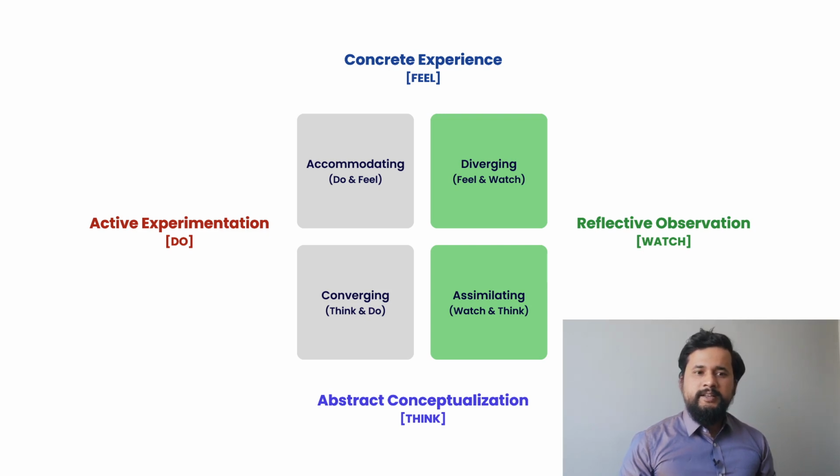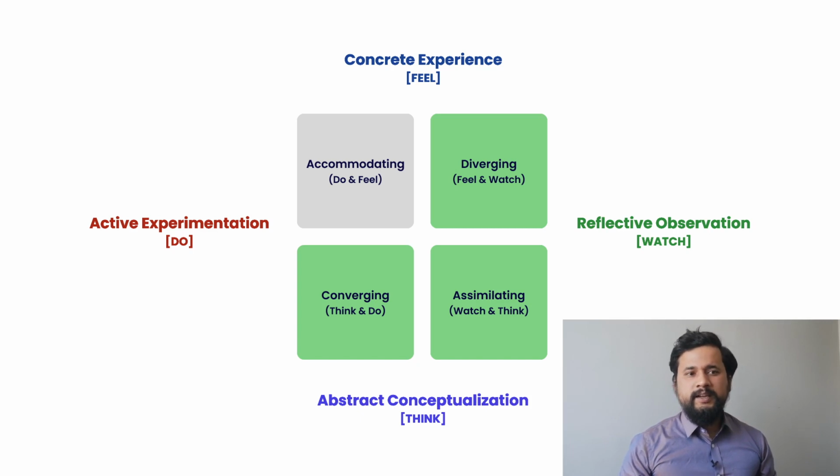The third style is converger. Convergers prefer to learn by thinking and doing. They like to solve problems and make decisions based on the practical applications of ideas. They tend to be focused on the task at hand and may be less interested in the social aspects of learning. Convergers are often well suited for careers like engineering, technology, and science.